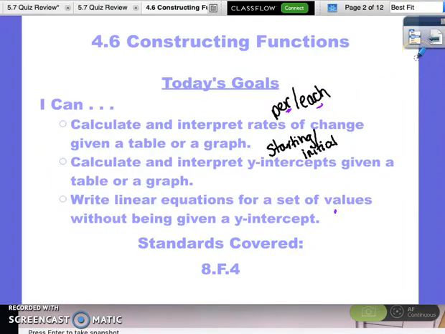So we should be able to calculate and interpret rates of change. Rate of change is going to be that per or the each. Given a table or a graph, calculate and interpret the y-intercepts. The y-intercept is going to be your starting or initial fee given a table or a graph, and then writing linear equations for a set of values without being given a y-intercept. We're going to have to do some math to some numbers and figure it out.